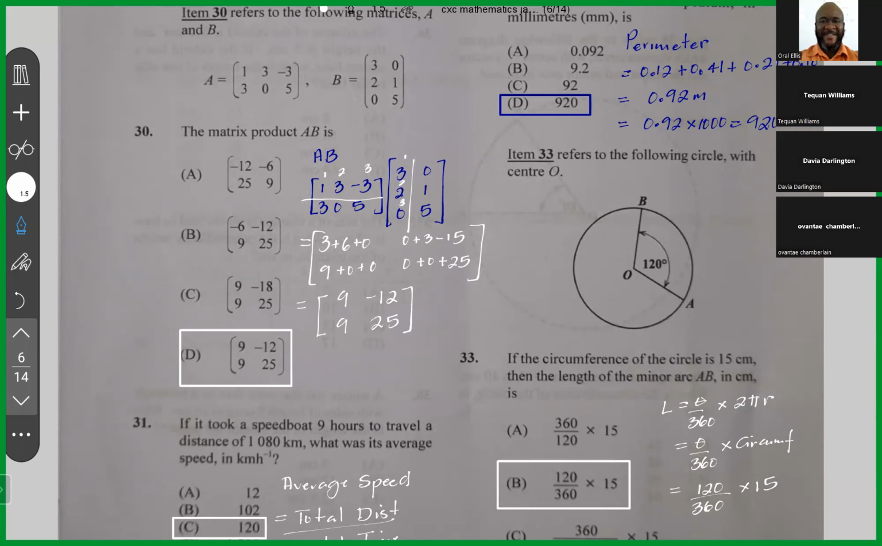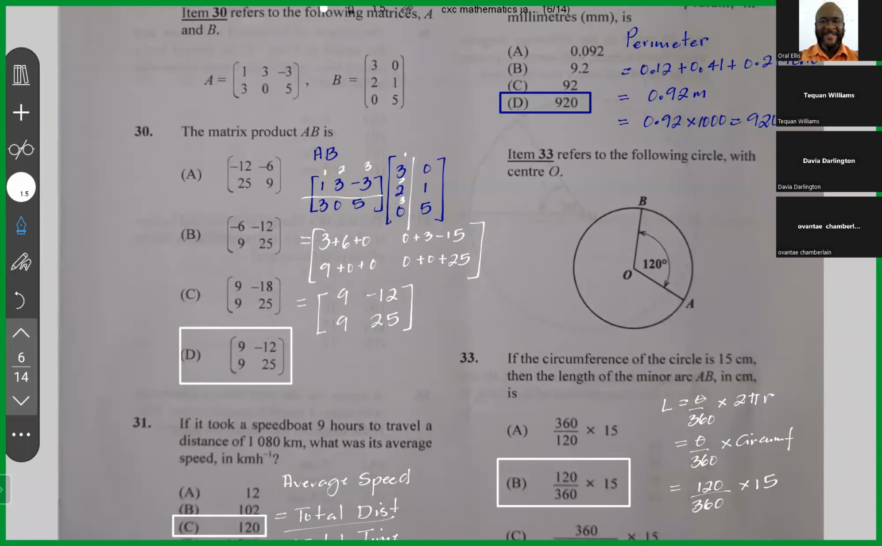Top row, right column, 1 times 0 is 0, 3 times 1 is 3, minus 3 times 5 is minus 15. Bottom row, left column, 3 is 9, 0 times 2 is 0, 5 times 0 is 0. Bottom row, right column, 3 times 0 is 0, 0 times 1 is 0, 5 times 5 is 25. Simplify, we end up with what? 9 minus 12, 25. The answer is B.